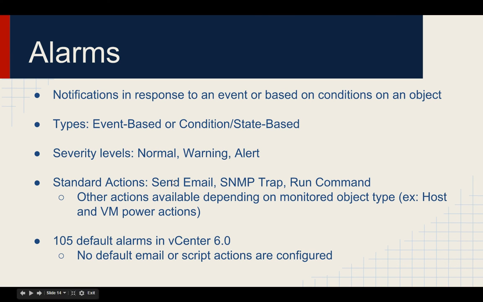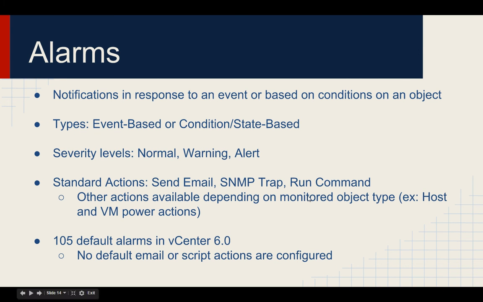The standard actions that are available on all alarms are to send an email, to send an SNMP trap, or to run a command, which will allow you to run a command or a script that will actually execute on the vCenter server. So if you're running a Windows-based vCenter, you could run PowerShell and invoke a PowerShell script, or run any available Windows command. If you're running on the server appliance, you're going to be restricted to Linux commands and Linux scripts that you load onto the VCSA.